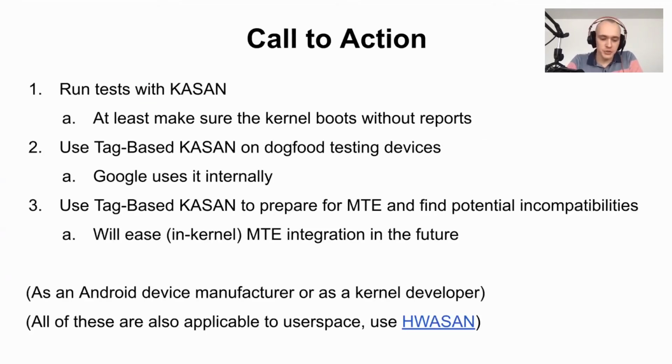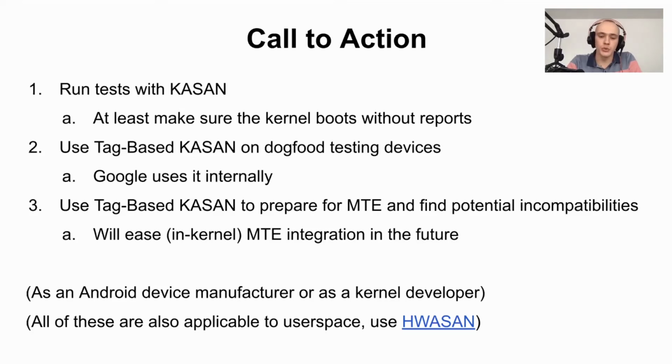So this is the last part that is a call to action for people who actually write kernel code or for vendors who actually make Android devices. So first of all, please use KASAN for testing the kernel. And it's really easy to use, just flip the config and that's it. I realize that the testing story when it comes to the Linux kernel is complicated. So if you don't have any kernel tests, please make sure that the device boots at least without any bug reports. The second two points are actually about using tag-based KASAN.